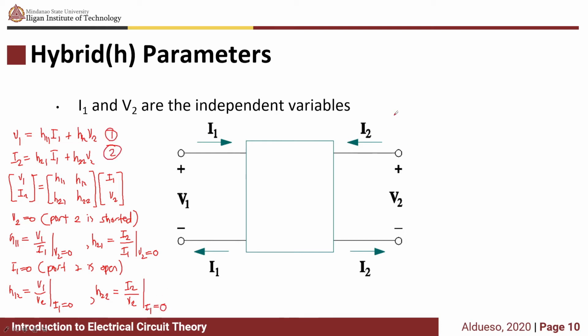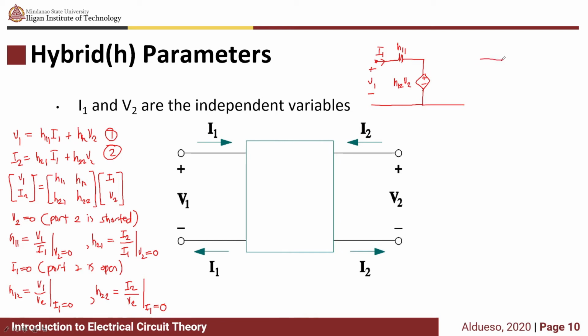The H parameters also have an equivalent circuit. So for port 1, we have a resistance or an impedance in series with a dependent voltage source. This is V1 and I1. So V1 is just equivalent to H11 times I1 plus H12 V2.